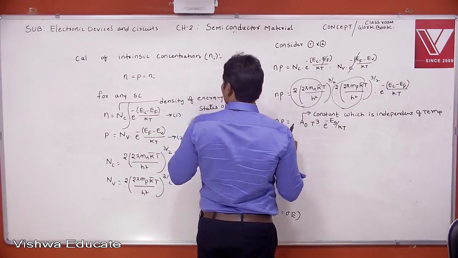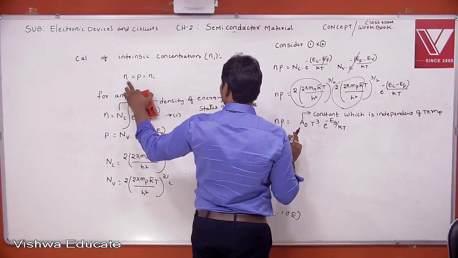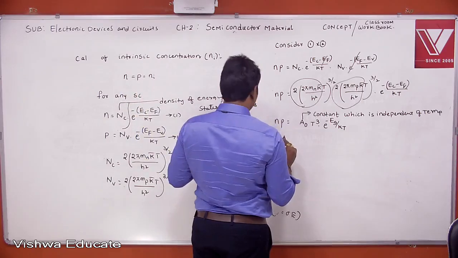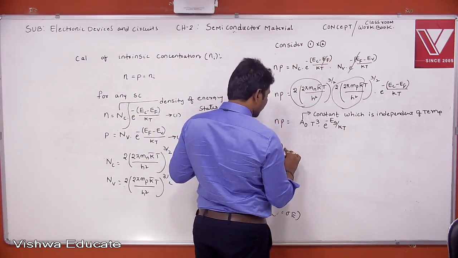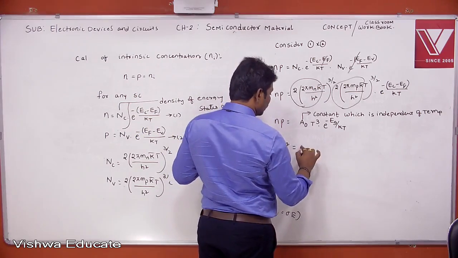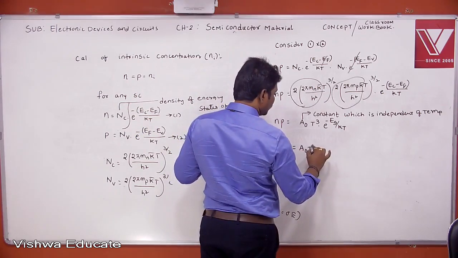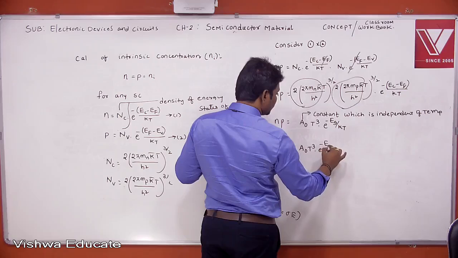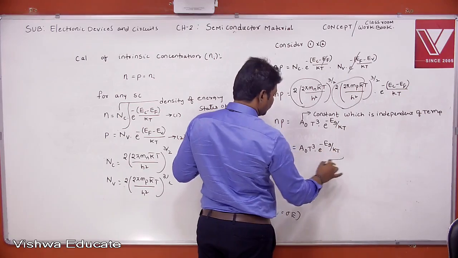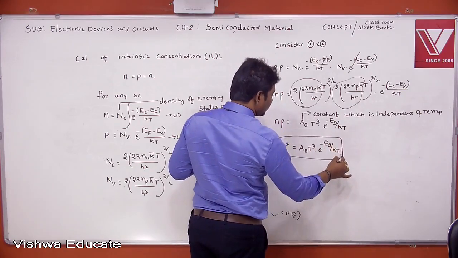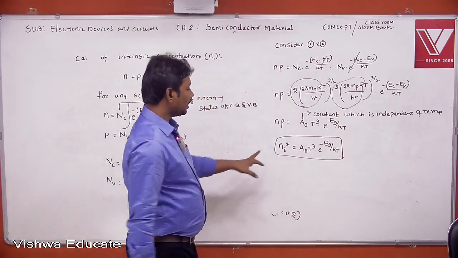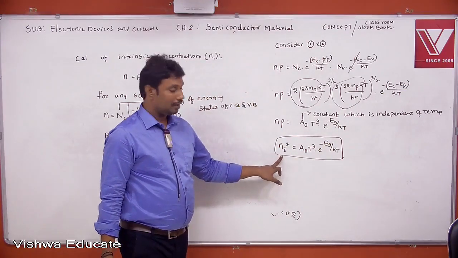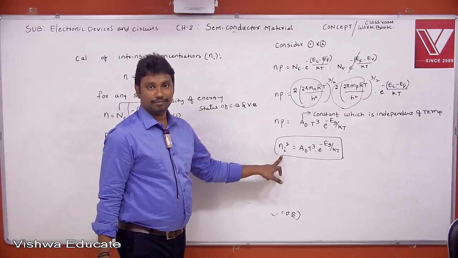Now, what is the condition for an intrinsic semiconductor? n equals p equals ni. That means np is nothing but ni square. So ni square equals A naught into T cube e power minus Eg by kT. This is the expression to calculate the intrinsic concentration in a semiconductor.